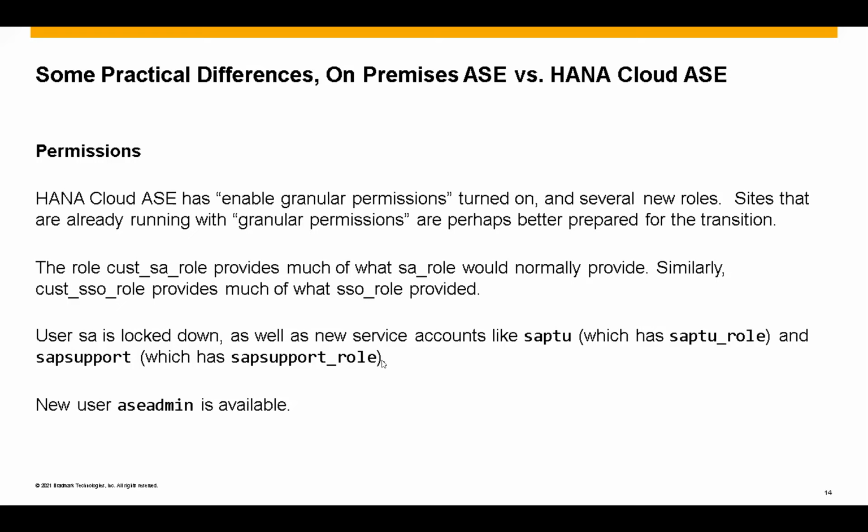So they have that turned on, and then they have several new roles created to help deal with the permissions and to offer a nice separation of roles in the instance. But again, if you already have granular permissions turned on, you probably have a much smoother transition. They do have new roles. For example, they have a cust SA role, or I guess it's the customer SA role. That would normally be what you would have for the SA role, but of course it's less capable in certain areas.